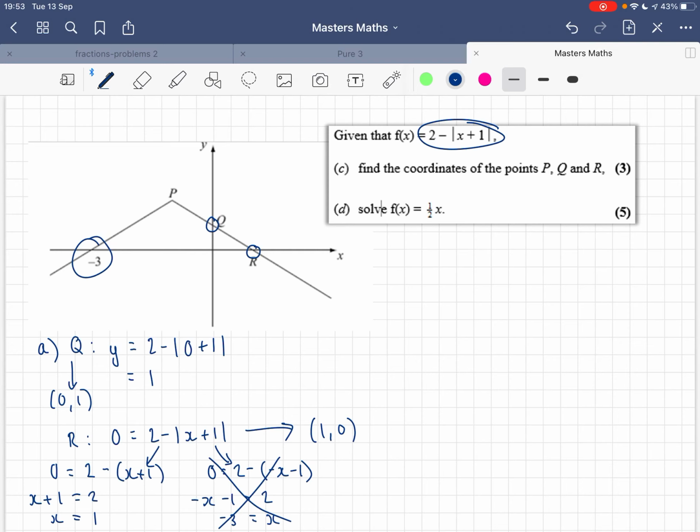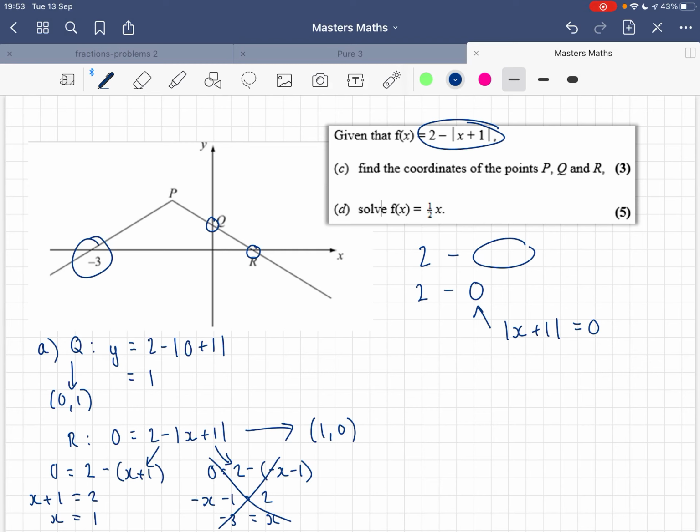The last thing we need to work out is P. We know, because of the structure of the equation, because it's 2 minus something, in this case modulus x plus 1, the graph is at its highest. Because we're starting with something and subtracting, we know the graph is at its biggest value when we're doing 2 minus 0. So where modulus x plus 1 is equal to 0. I hope that makes sense.